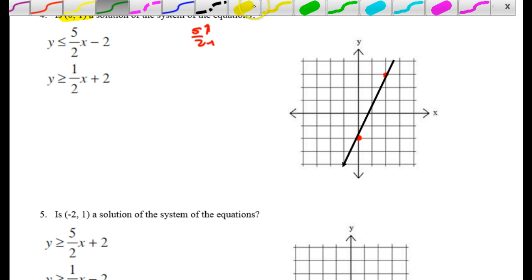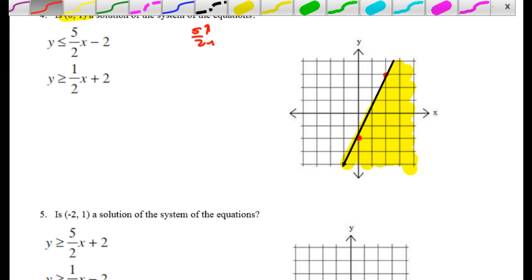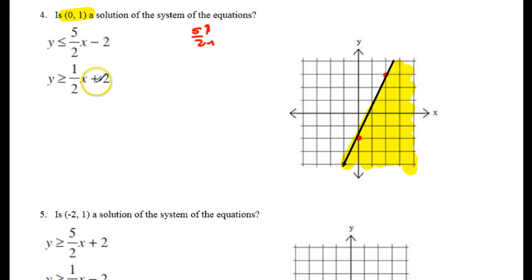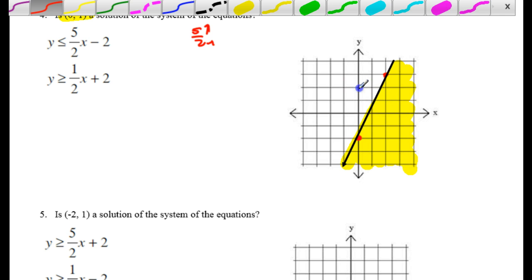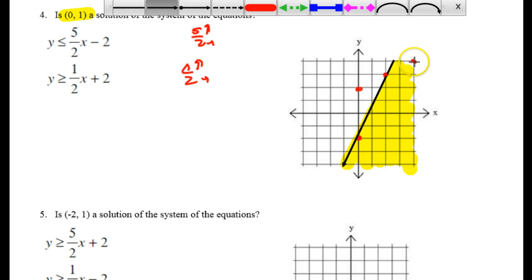But now we need to shade our region here. Now it's less than, so we're going to color under it. Okay? Now we're going to graph the second inequality in our system. So now it's y is greater than or equal to 1 half x plus 2. So we'll start with our y-intercept, which is at positive 2. And our slope is 1 half. So we're going to go 1 up, 2 to the right. And once again, a solid line because it's greater than or equal to.